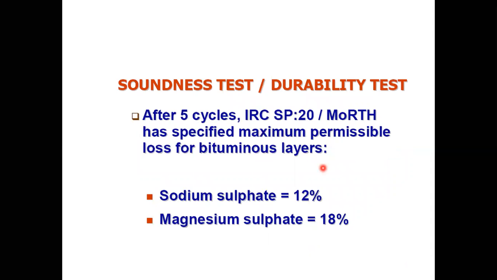But sodium sulfate 12%, magnesium sulfate 18%, like this they are given the values after 5 cycles. That's why I told you different cycles they are going to use. Once again, it is according to MoRTH, that is Ministry of Road Transport and Highways. A specified maximum permissible loss of bituminous layer. That means, see, what do you do in this, you take the aggregate. It's not loss of bituminous layer.